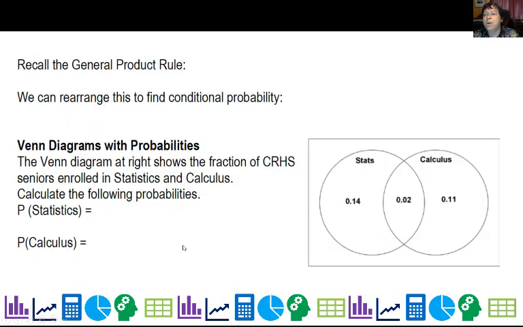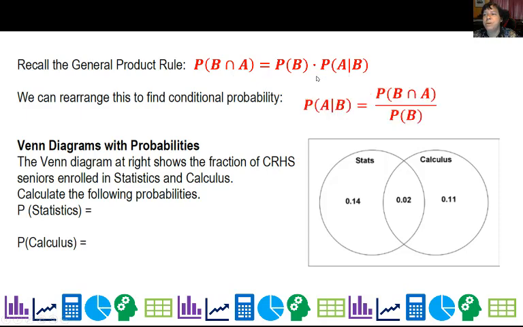All right, so we're going to go ahead and look at conditional probability as well. So we have the general product rule, which is the probability of B and A is the same as the probability of B times the probability of A given B. There's a reason I did switch B and A on here, because I want to solve this for the probability of A and B. So I divide both sides by the probability of B, and here's what I get.